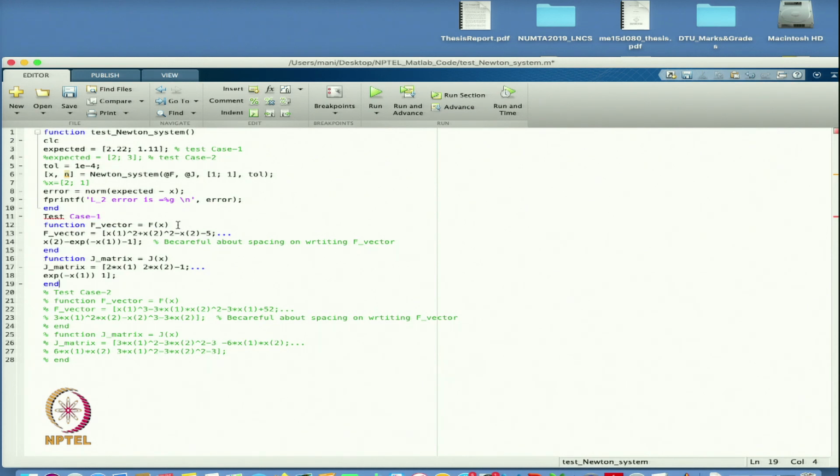Now from here I will get the value of x. From here I will pass the value of f vector. So, f vector is equal to fx and j matrix is equal to jx, and these values of the vectors will be passed to this function. The at-the-rate f and at-the-rate j means this is the function value. Now, let us run this one.